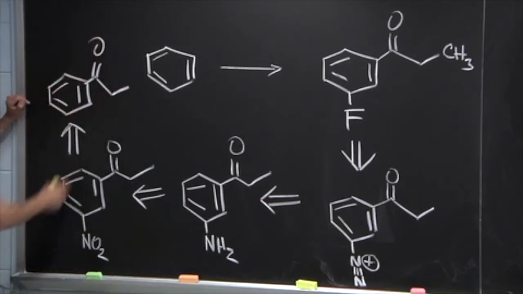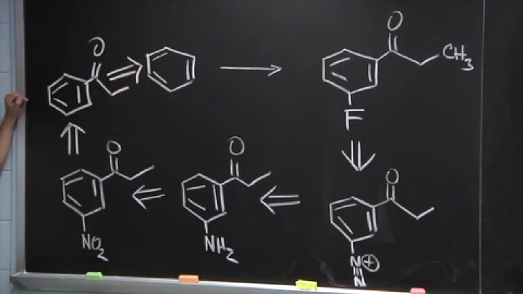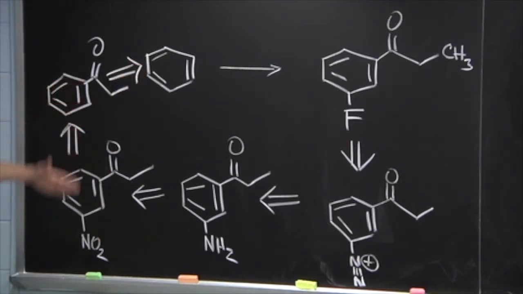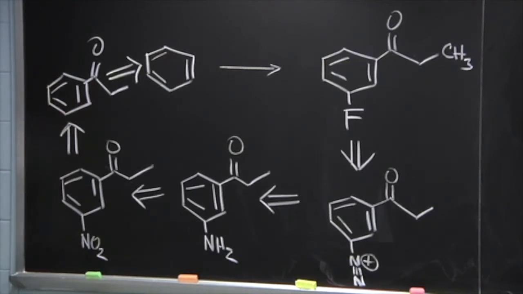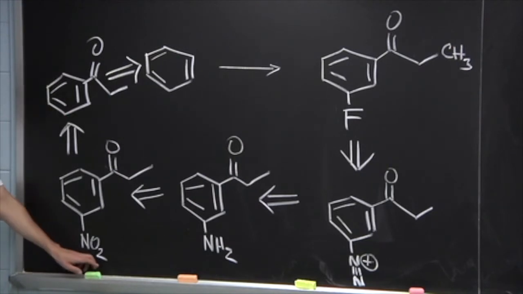So we would want to nitrate this compound, and this compound can come from benzene itself. So this is one possible retrosynthetic analysis for this problem. So if you want to work on what are the exact reagents that you would need to carry this out, please do so at this point.